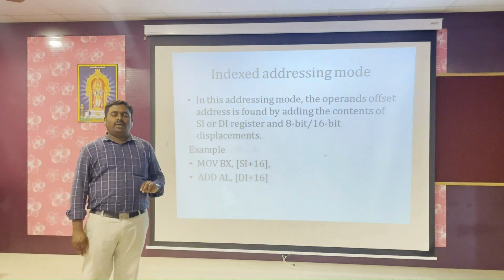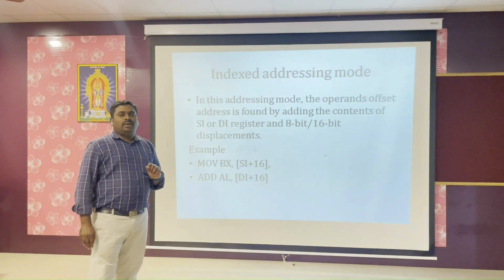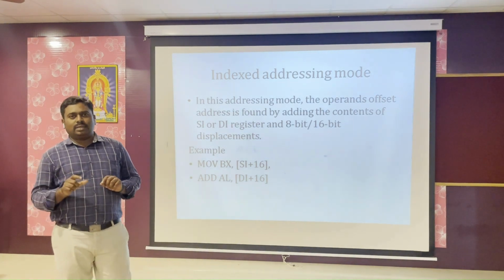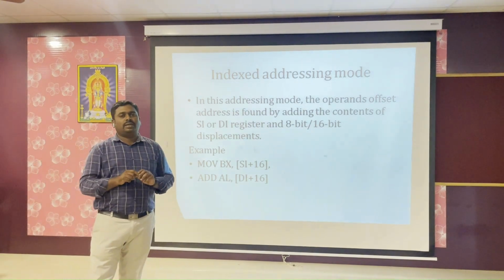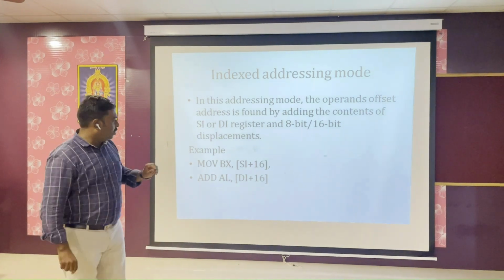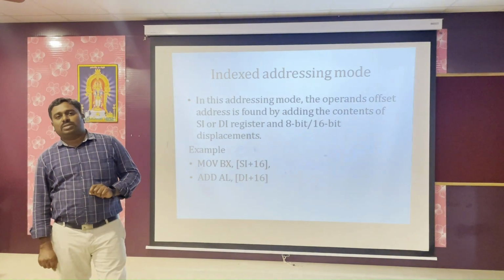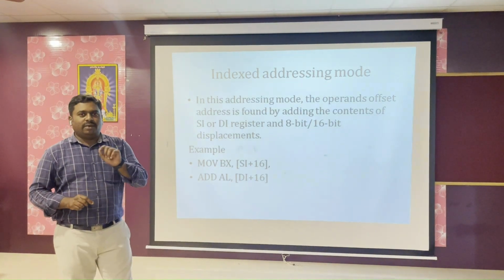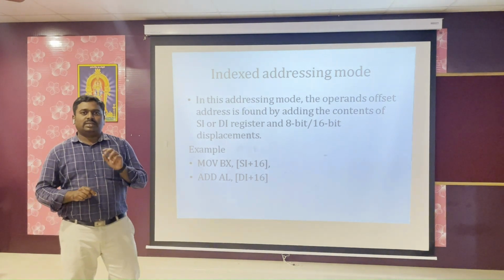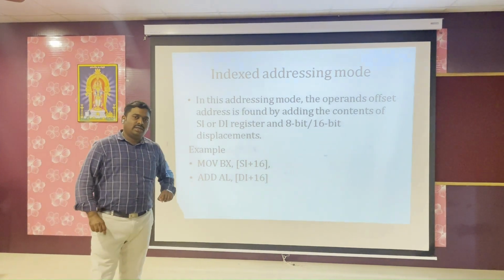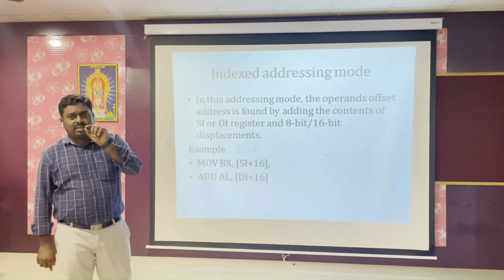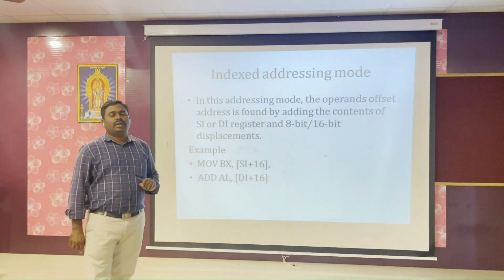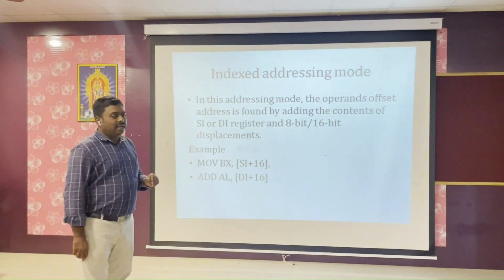MOV BX, [SI plus 16], which is nothing but the address of the source index plus 16, adding together, and we may get an offset address. The data at that address should be moved to the BX register. Next, ADD AL, [DI plus 16]. Similarly, we have a destination index. The destination index address plus displacement of 16, we may get an address. The data at that address should be added with the AL register and stored in AL. So these are the examples for the index addressing mode.